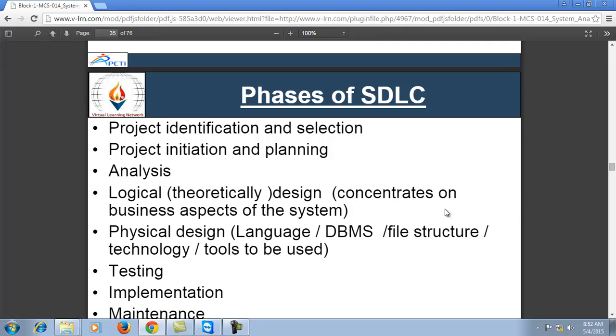So all these parameters of the feasibility study help in the generation of the feasibility report, and this feasibility report goes into the hands of all the key persons, all the stakeholders who are passively or actively involved in the entire software development work or system development work.